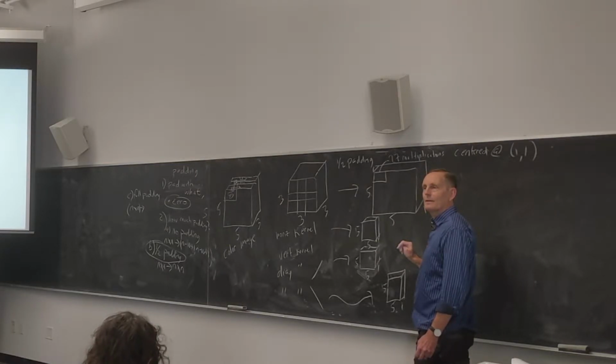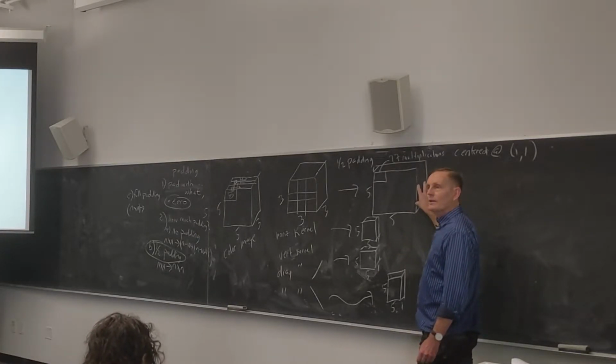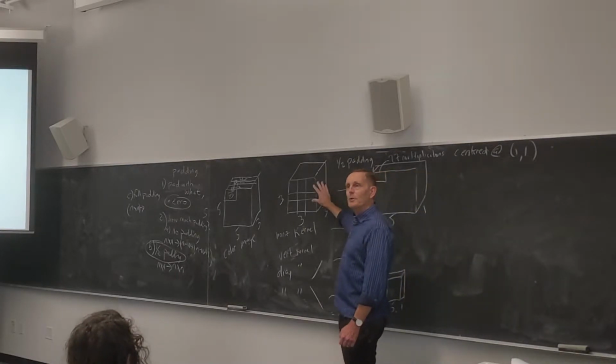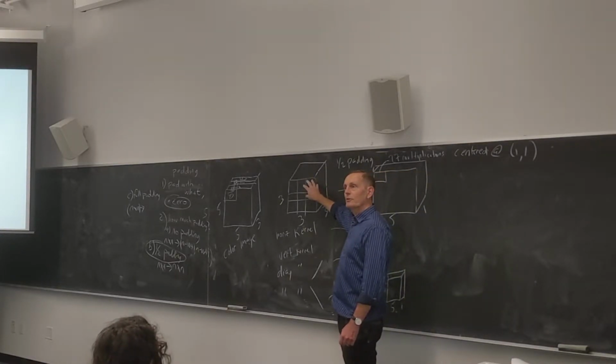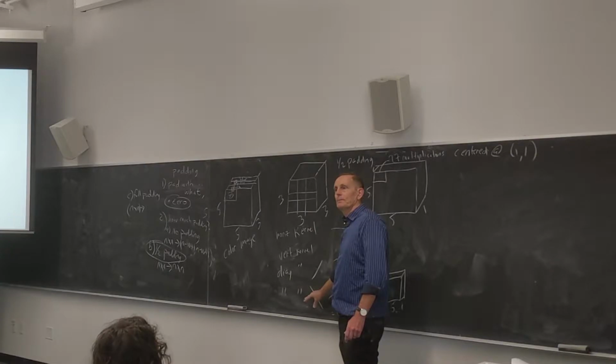Each of the 5 by 5 by 1 was generated by a separate 3 by 3 by 3 kernel. So we had one kernel for horizontal, one 3 by 3 by 3 kernel for vertical, one for diagonal one way, one for diagonal the other way. Okay.